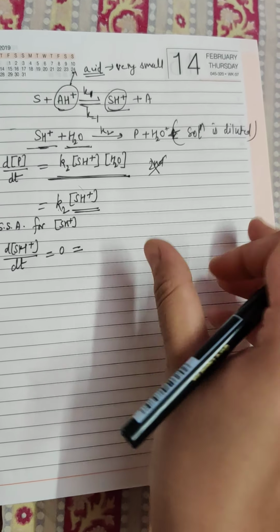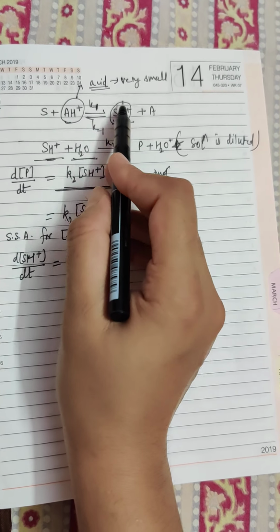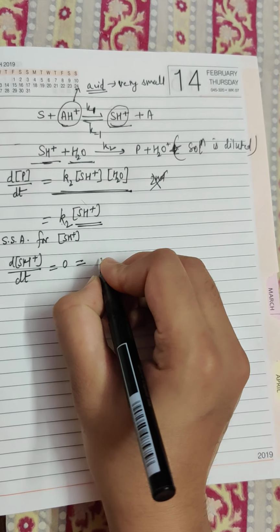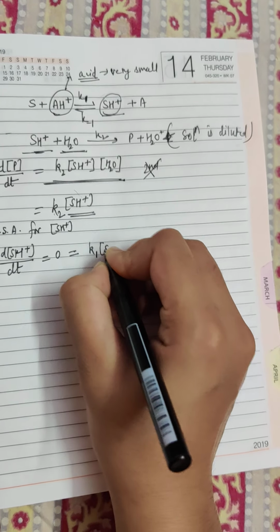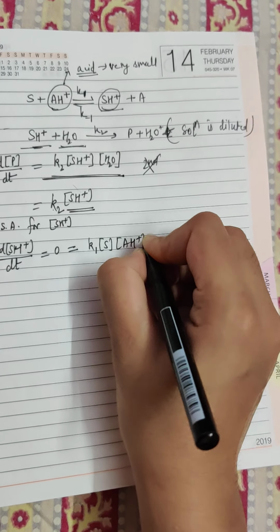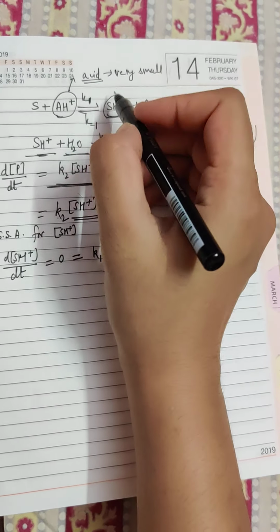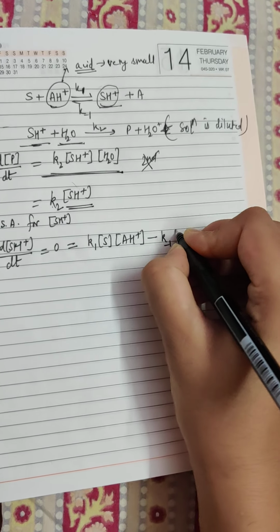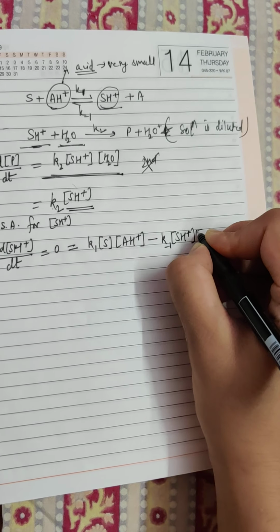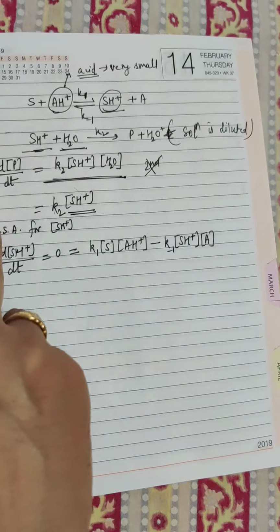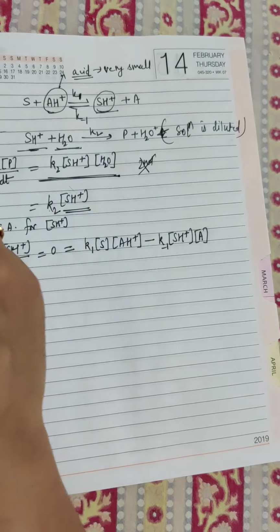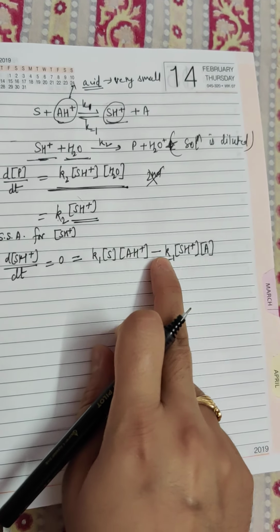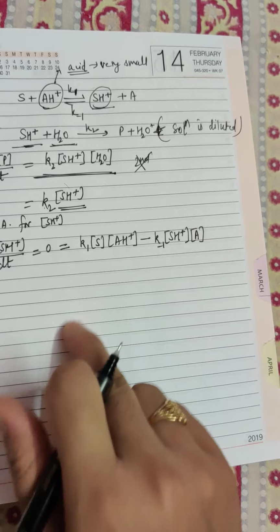So the intermediate is forming in the first step in the forward reaction. So our rate for the forward reaction is K1 times the concentration of substrate and the concentration of AH positive. Now since the SH positive is decomposing in the backward reaction, we will put a negative sign and our rate constant into the concentration of the reactants for the backward reaction. So the backward reaction is going in that direction, so these two are the reactants for our backward reaction. So I have written minus K inverse into SH positive into A.